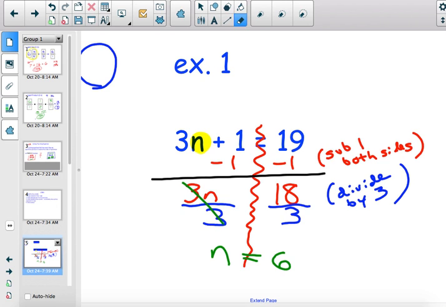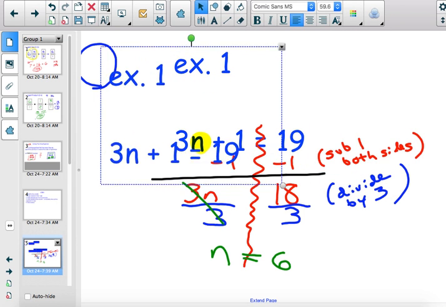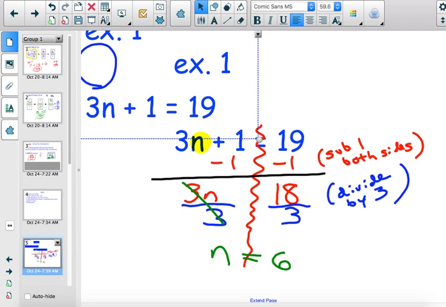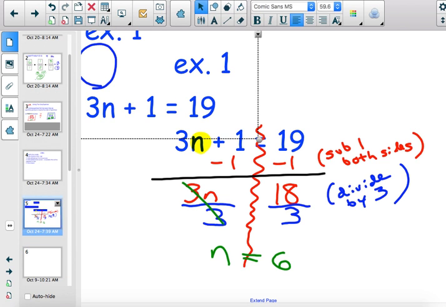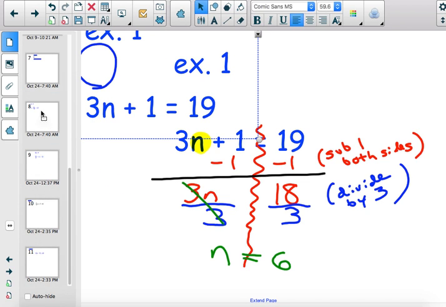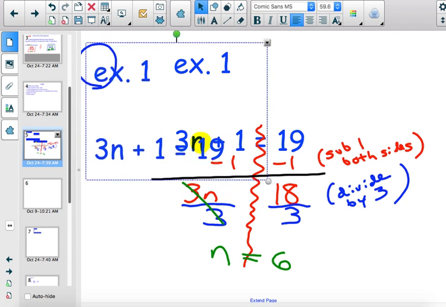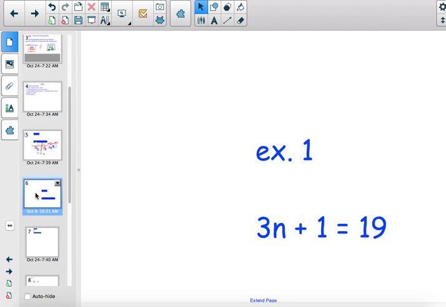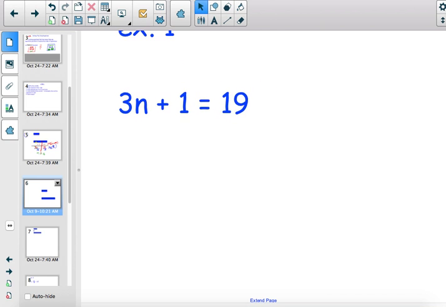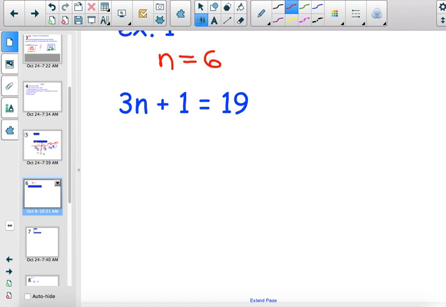All right, now I said if you want to, you can check, right? So let me make a clone of this and move it to a new page. What is our number? 6. So let me put 6 somewhere. Alright, so we're checking, we got n equals 6, so we're going to check that.